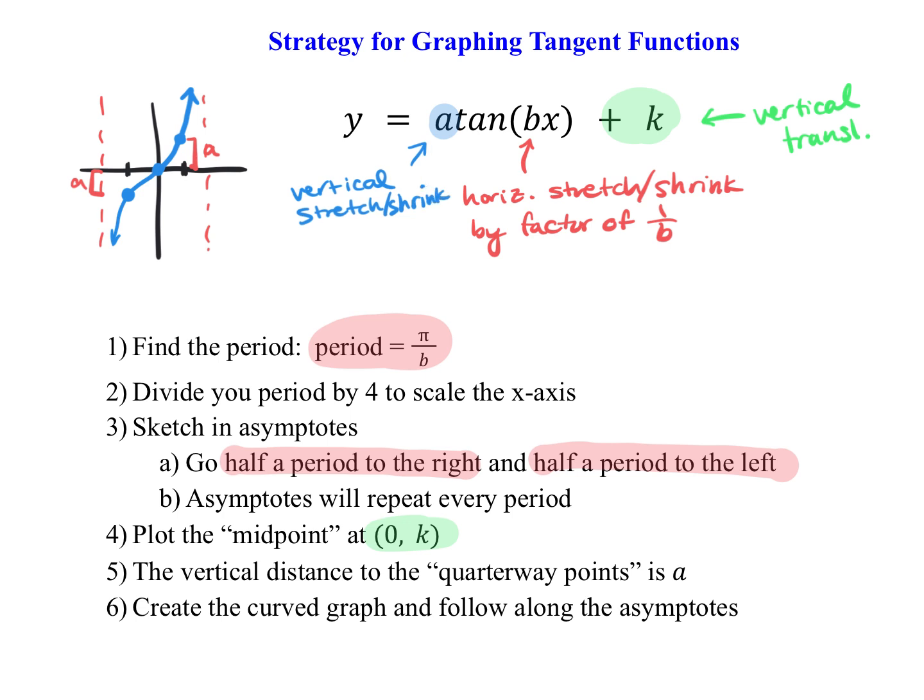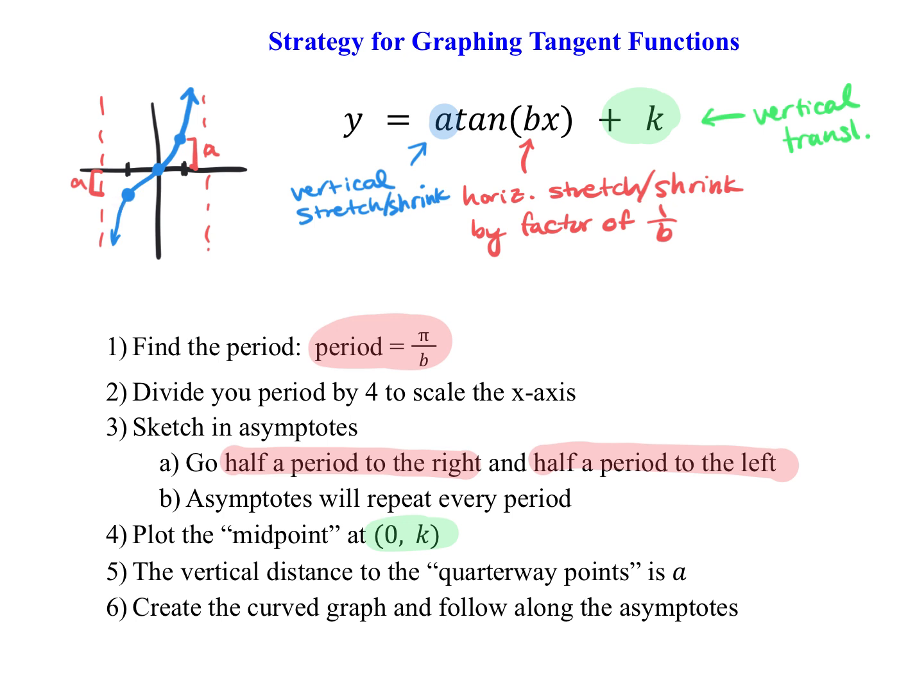So you might notice that we're not listing an amplitude for tangent. Tangent doesn't have an amplitude like sine and cosine, but it will still have A values, and it will still affect our graph, but what it's going to affect is that vertical distance between, again, the midpoint and our quarter waypoint. So whatever that A value is going to be that distance.